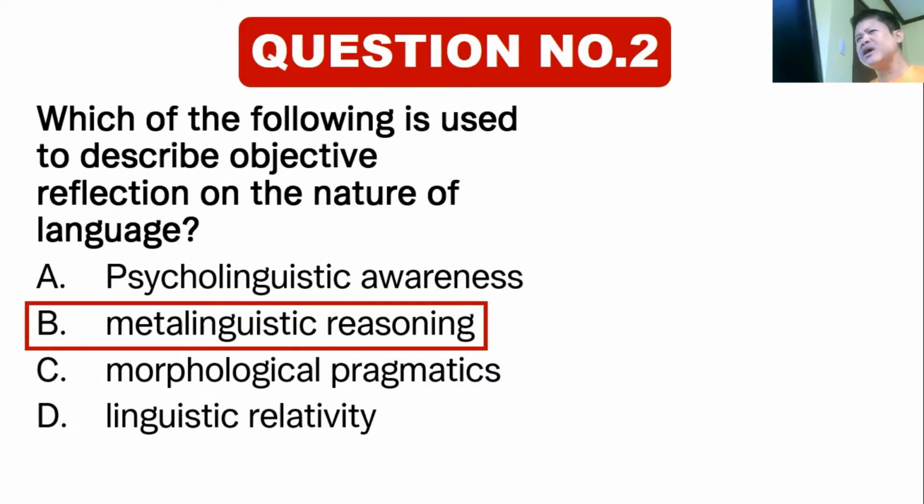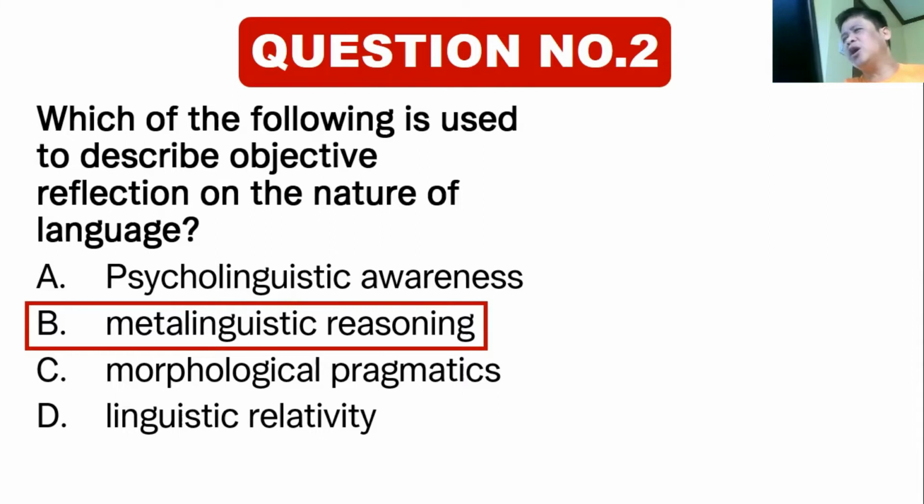Metalinguistic reasoning. When you say meta, it means self-awareness. Awareness of oneself. Awareness of itself. There is reflection involved here. It says, used to describe objective reflection on the nature of language. So there is reflection involved here. That is why in educational psychology, we have the concept of metacognition, which is thinking about thinking.